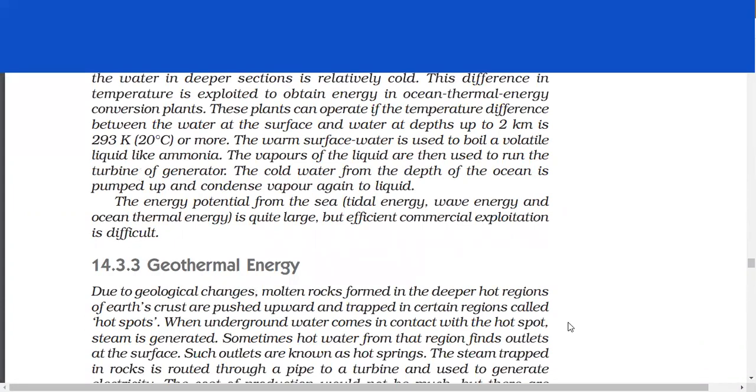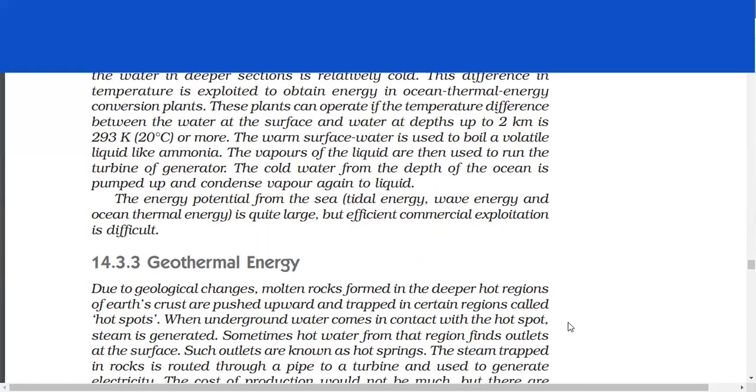The warm surface water is used to boil a volatile liquid like ammonia. The vapors of the liquid are then used to run the turbine of a generator. The cold water from the depth of the sea or ocean is pumped up and condenses the vapor again to liquid. The energy potential from the sea is quite large, but efficient commercial exploitation is difficult.